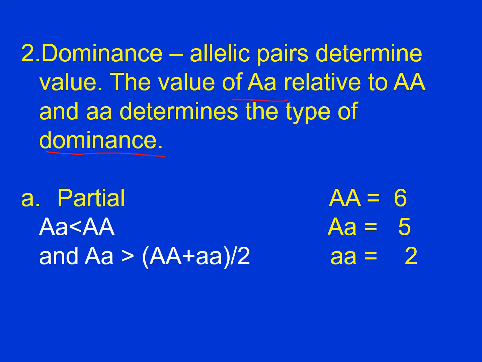So with partial dominance, sometimes known as incomplete dominance, the heterozygous individual is less than the homozygous dominant, but it's going to be more than the average of the two homozygous genotypes. And that is illustrated here. The heterozygous individual is closer to the homozygous dominant than it is to the homozygous recessive.